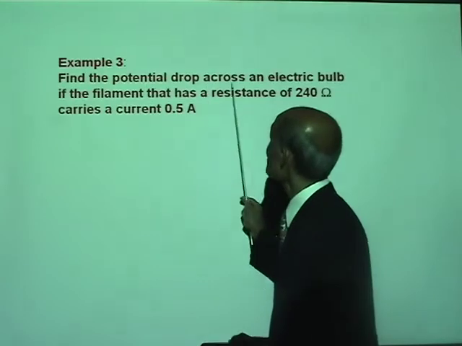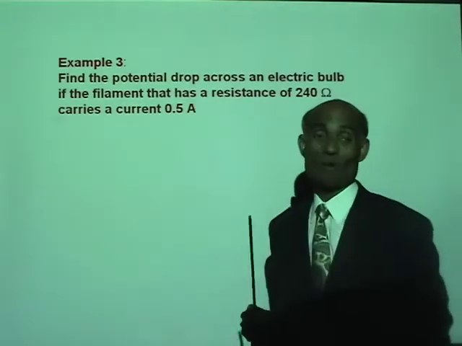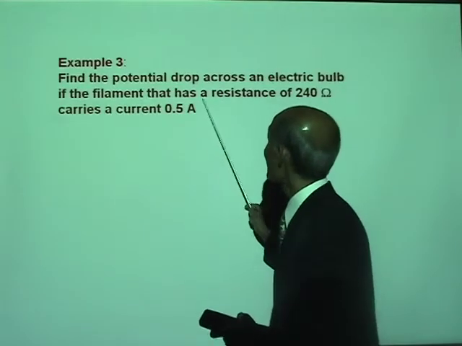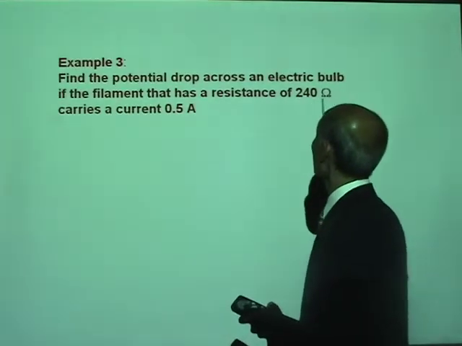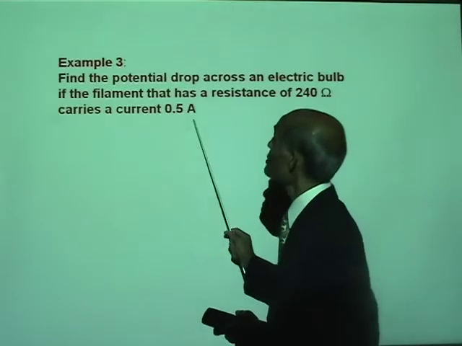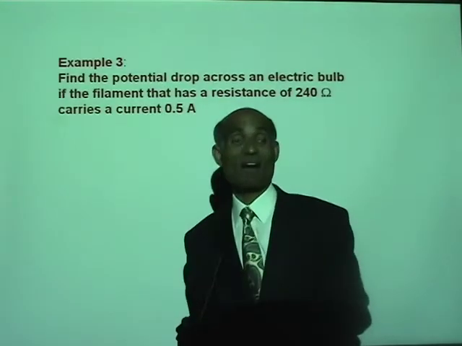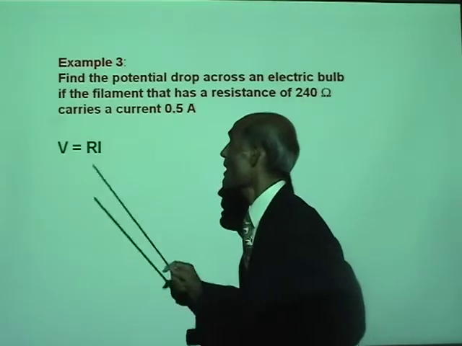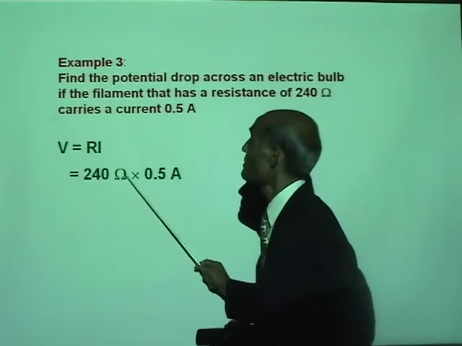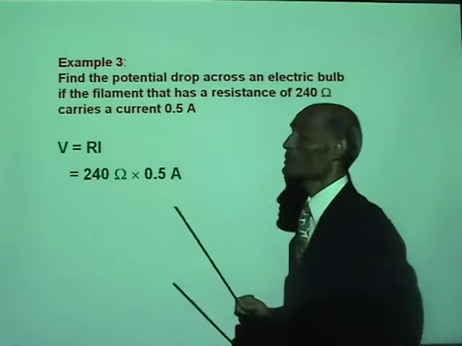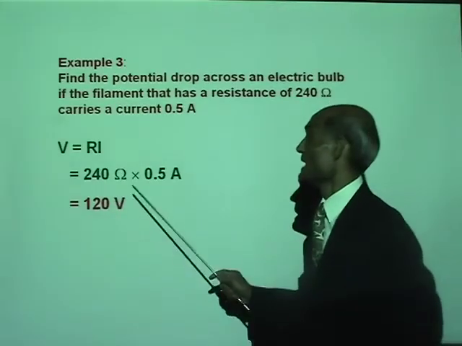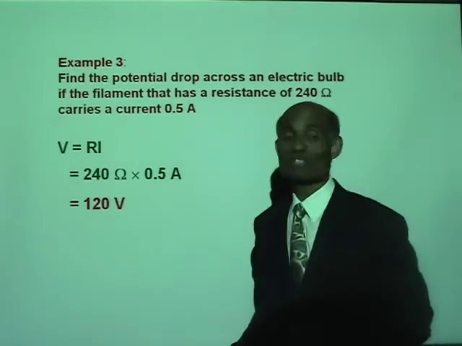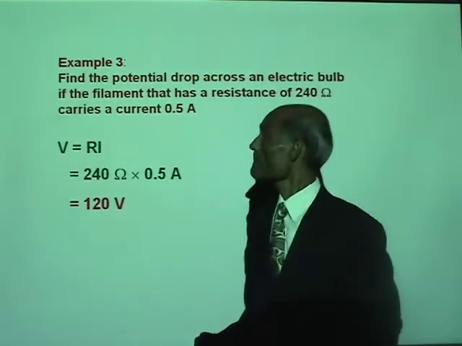Find the potential drop across an electric bulb. This time we are looking for the potential drop, if the filament has a resistance of 240 ohm and carries a current of 0.5 ampere. Well, we got V equal to Ri. R is 240 ohm. The current is 0.5 ampere, and therefore the voltage is 120 volts.